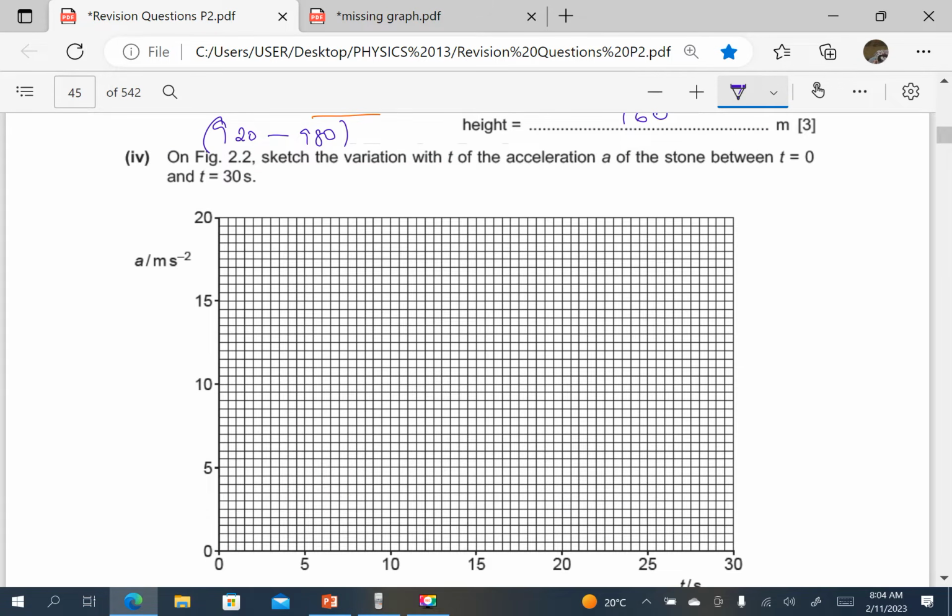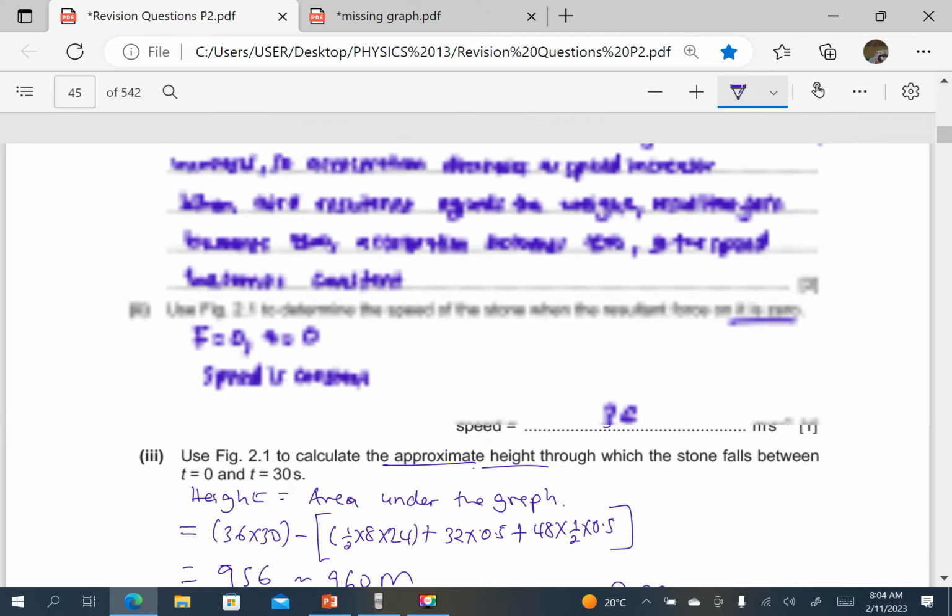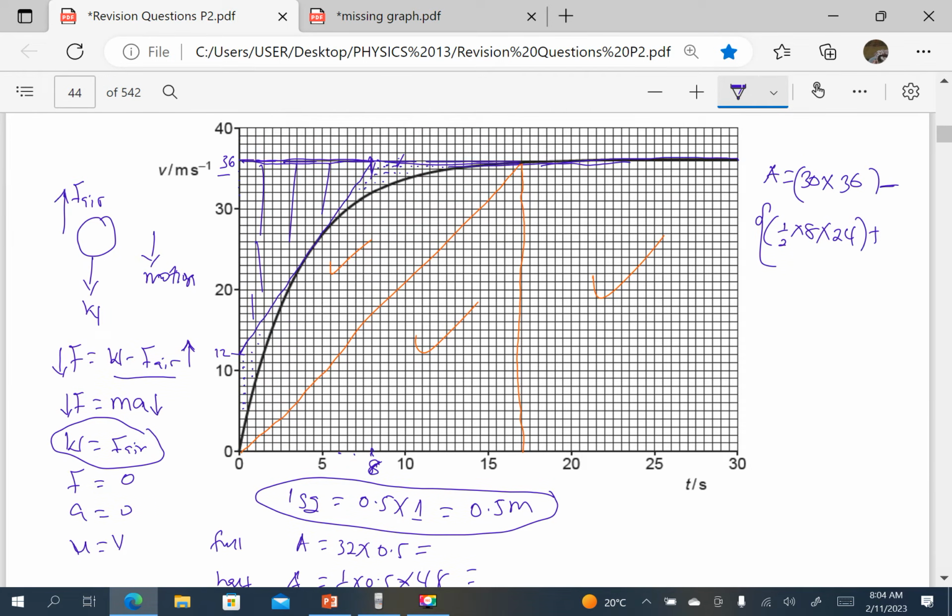On figure 2.2, sketch the variation with time t of the acceleration a of the stone between t equals 0 to t equals 30. We have seen that it reaches terminal velocity at around, let's see, when does it reach terminal velocity? The velocity is becoming constant. Let me see, 15. The velocity is constant at around 20. We can become confident that the velocity is constant at around 20.